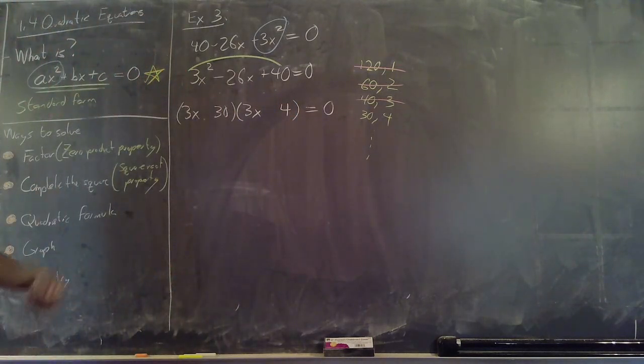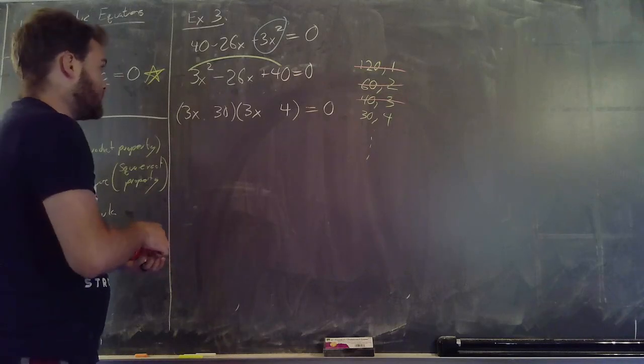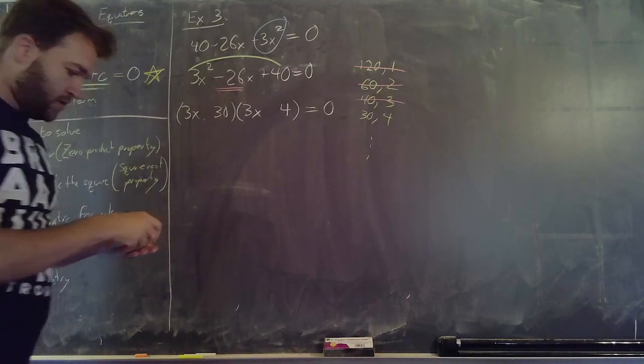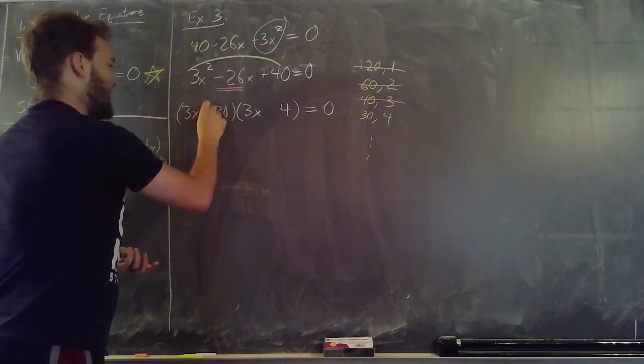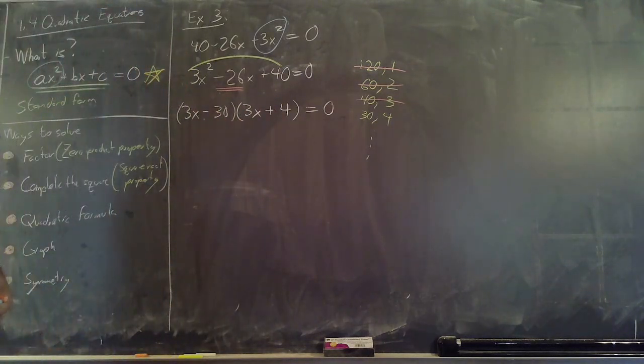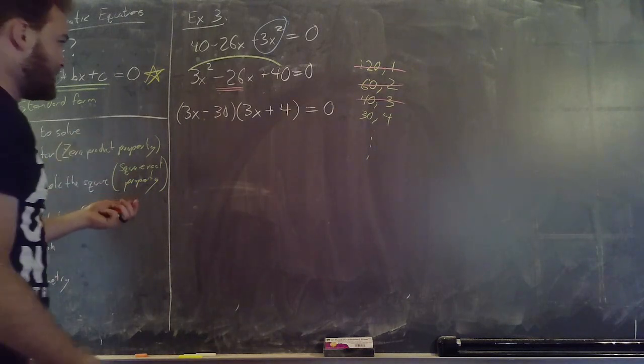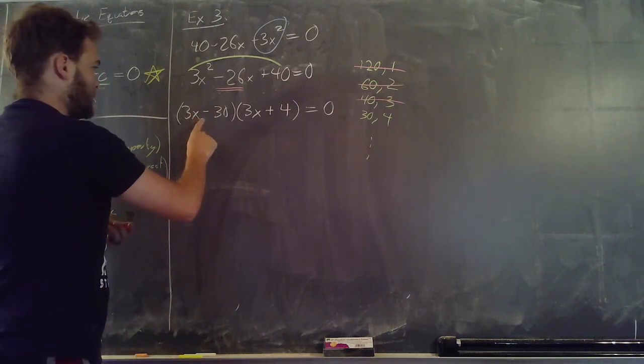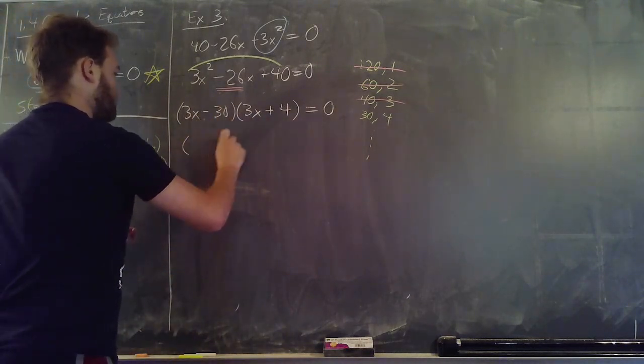Now, how do I make a negative 26, which is this term right here, with those 2 numbers? Well, first of all, I need negative 30 plus 4, which will make negative 26. Then I need to attend to the last step, which is I look at each parenthesis separately.